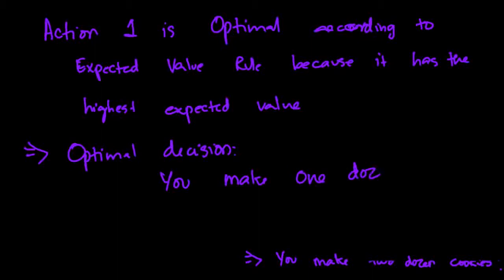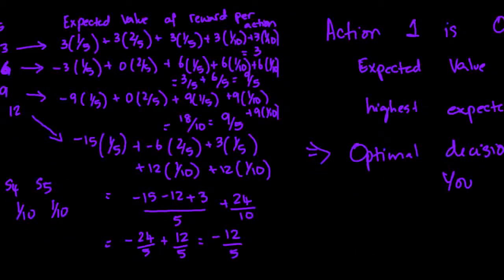1 dozen cookies. Because this statement over here should not be there, let me just erase that. It's not part of this problem. Somehow it got carried over from the previous video. So according to the expected value rule, action 1 is optimal, and it is because it has the highest expected value. So the optimal decision is that I make 1 dozen cookies.